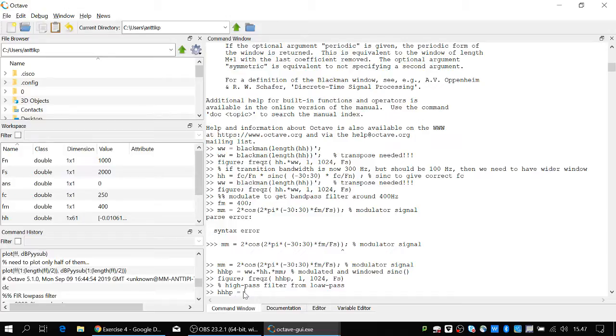high pass filter coefficients would be, again, the window, the low pass filter impulse response, and multiply by -1 to the power of, whoop, what happened? Power of n, from -30 to 30. I will put some more parentheses here, just in case. Oh, oops. There we go.